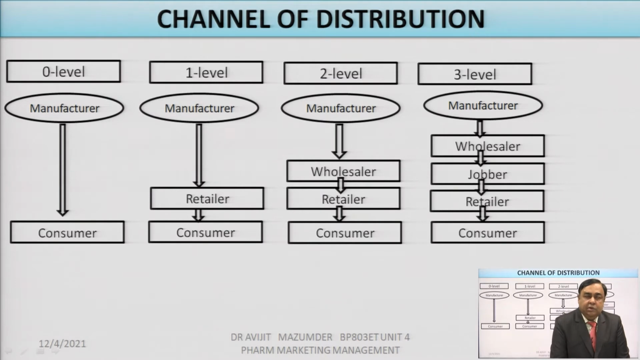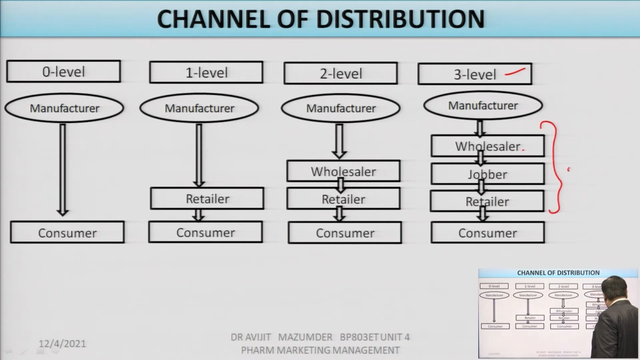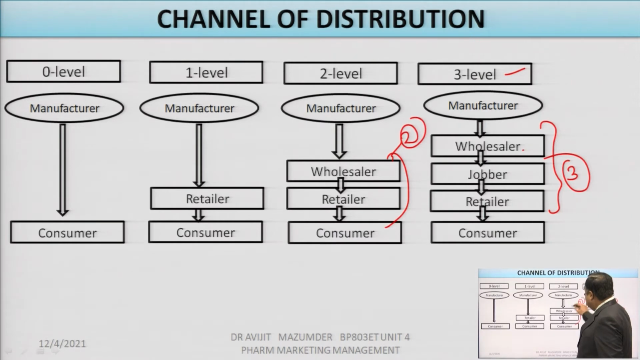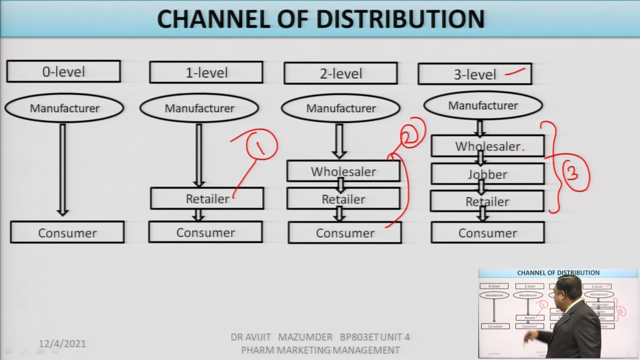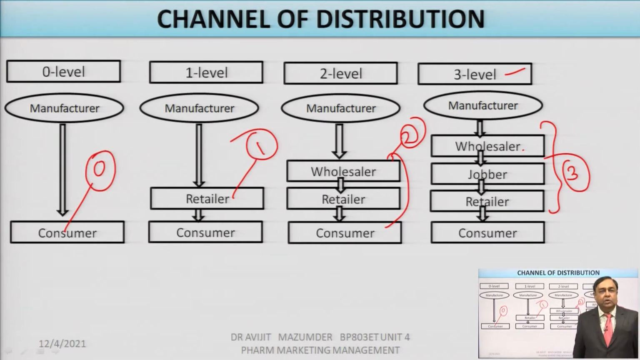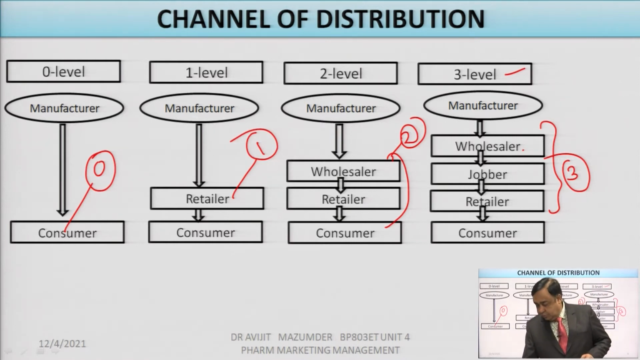And the next is the three level process, where the manufacturer gives to the wholesaler, who gives to the jobber, who gives to the retailer, who gives to the customer. Here the number of intermediaries is 3. Here the number of intermediaries is 2, here it is 1, and here there is practically no intermediary. So, you call it a zero level channel of distribution.